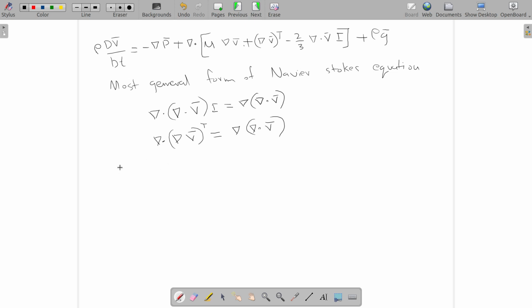So if you do that, you'll get the equation as rho dv dt equal to minus grad p bar plus mu into the first term, del dot del v, meaning del square v, plus. Now these two are the same, right? So 1 minus 2 by 3 will be 1 by 3. 1 by 3 mu multiplied by grad of del dot v plus rho g. Again, one of the most general forms of the Navier-Stokes equation.